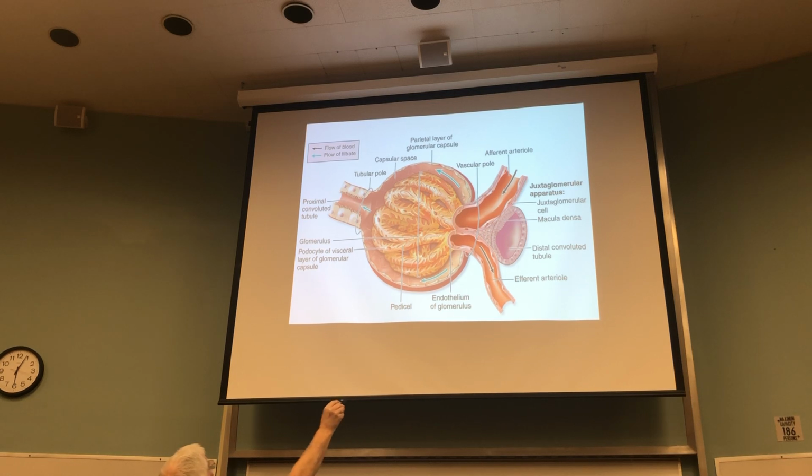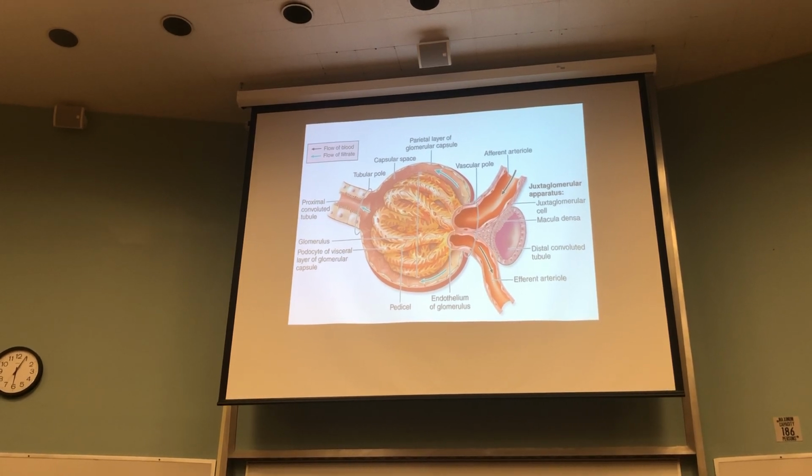And then these little green turquoise arrows are going to be called filtrate. And the filtrate will be the fluid that was filtered out of the blood. So we're going to have filtrate.